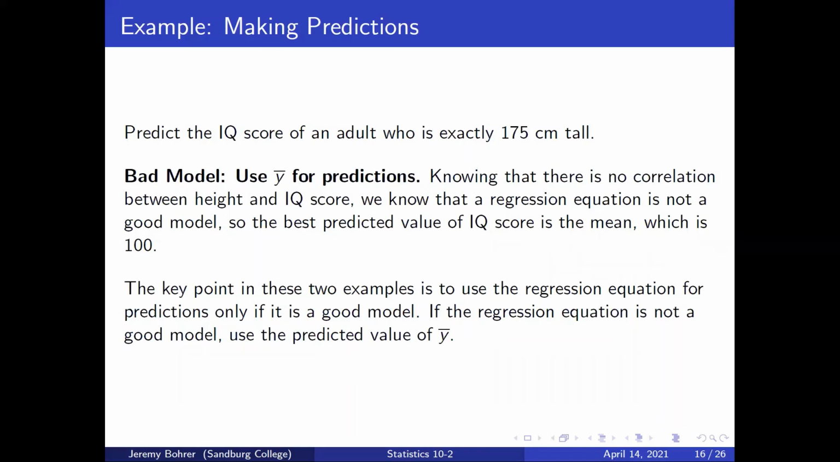Predict the IQ score of an adult who is exactly 175 centimeters tall. This is a bad model. Use y bar for predictions. Knowing that there is no correlation between height and IQ score, we know that a regression equation is not a good model, so the best predicted value of IQ score is the mean, which is 100. The key point in these two examples is to use the regression equation for predictions only if it is a good model. If the regression equation is not a good model, use the predicted value of y bar.